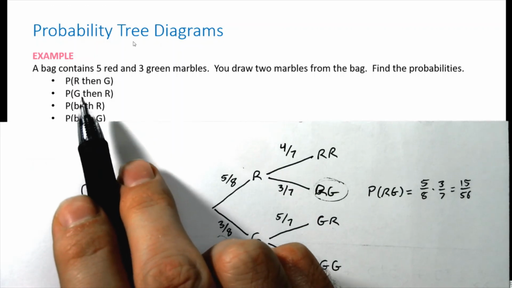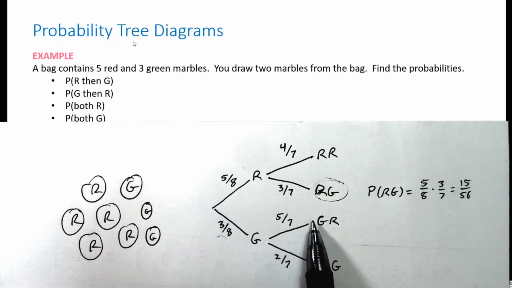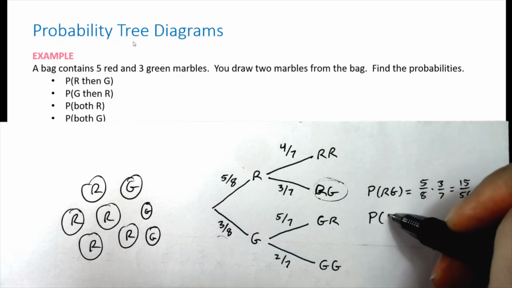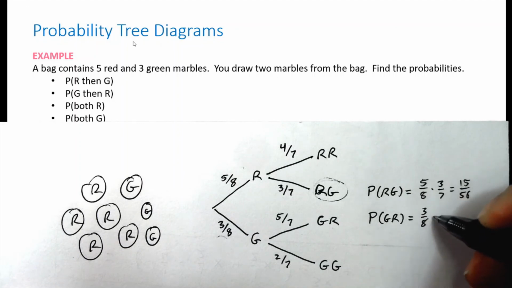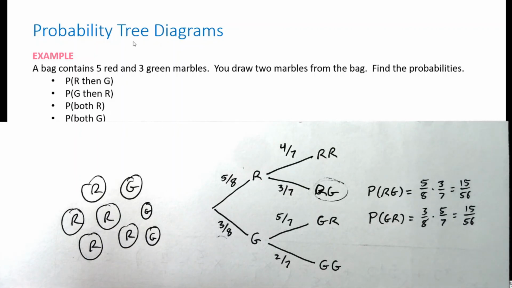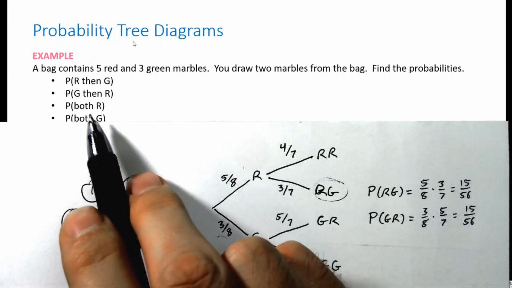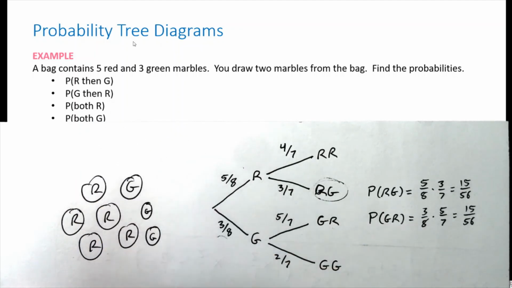What's the probability of drawing green, then red? Well, first I drew green, then I drew red. I'm here. Probability of green, then red. Well, that's 3/8 multiplied by 5/7. That's also 15/56. What's the probability of drawing both red? Well, you do this one. You do the next two, and we'll check our work together. So pause the video. 3, 2, 1.